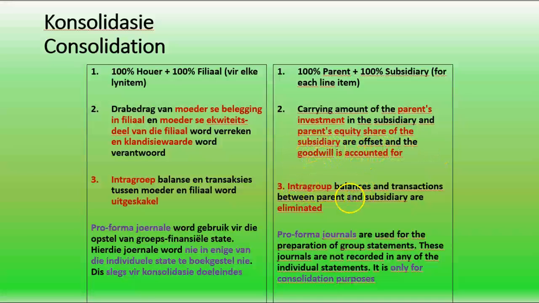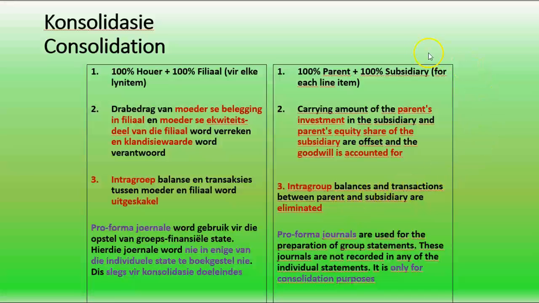Any intergroup balances and transactions between the parent and the subsidiary have to be eliminated by way of pro forma journals. So let's assume that P has lent 100,000 Rand to S. In S's financial statements, they will have a liability, loan from P. In P Limited's set of financial statements, it's going to have an asset, loan to S. So it's the same loan. The one gave the loan, the one received the loan.